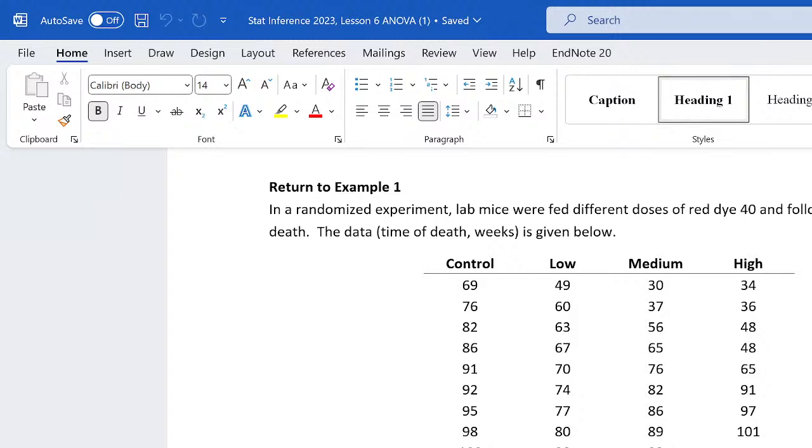Versus HA, at least one group differs from the other groups in terms of the mean time to death. At least one group differs. Okay? Now, that's using the mean, and I thought a lot about this, and I could have stopped right there.